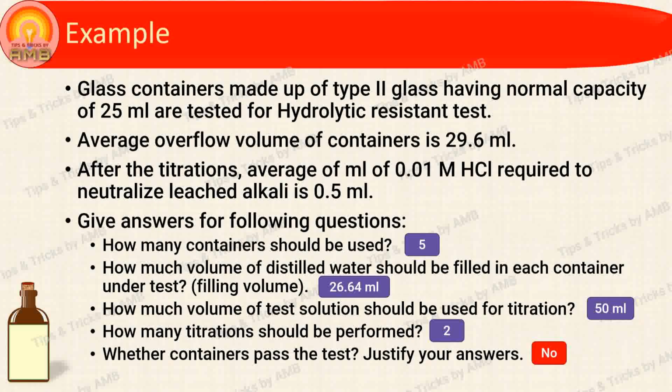When we convert it for 100 ml, the titration value comes to 2 into 0.5, that is, 1 ml. So the actual result is 1 ml per 100 ml, and the acceptable limit as per the table is 0.6 ml per 100 ml. Thus the container leaches more alkali into the formulation than expected, and hence the container didn't pass the test for hydrolytic resistance. Hope you understand the example and have clarity on the hydrolytic resistance test.